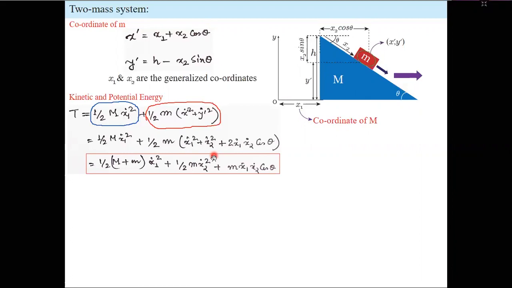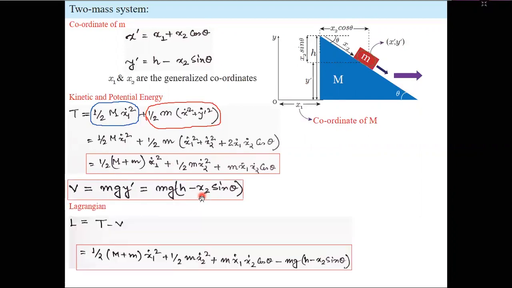Next, we move to the potential energy. Potential energy is basically mg times height. Here the height of this mass m is y prime, so it will be mg y prime. So we can easily figure out the kinetic and potential energy as well. Now if we combine these two, we'll find the Lagrangian. So this is our Lagrangian. Just by finding these coordinates, we can easily figure out the Lagrangian for this system, and by using the Lagrangian, one can also find the equations of motion.